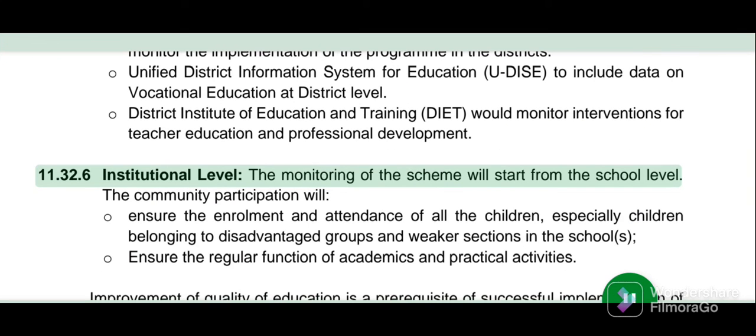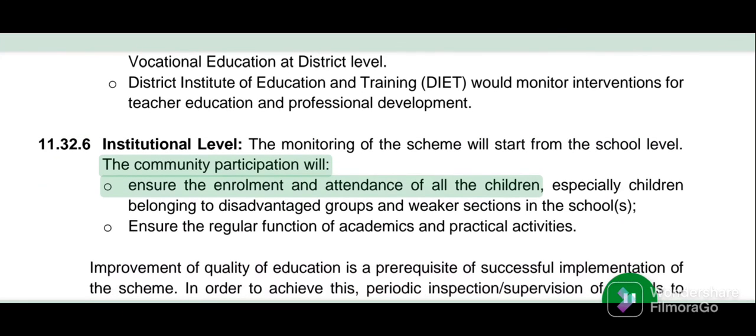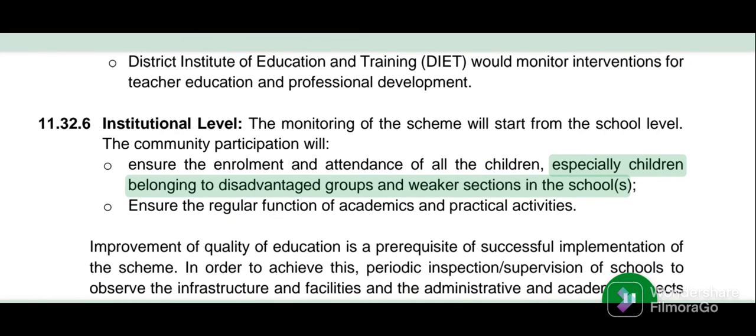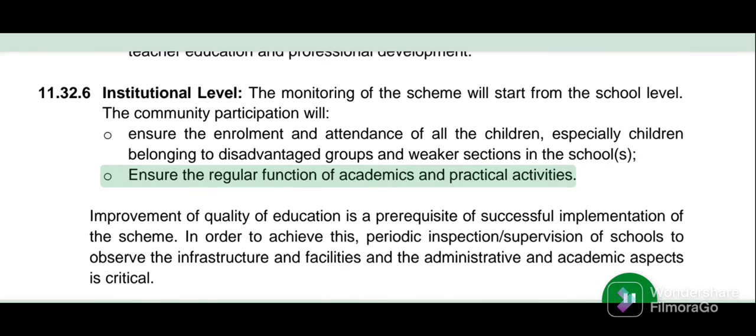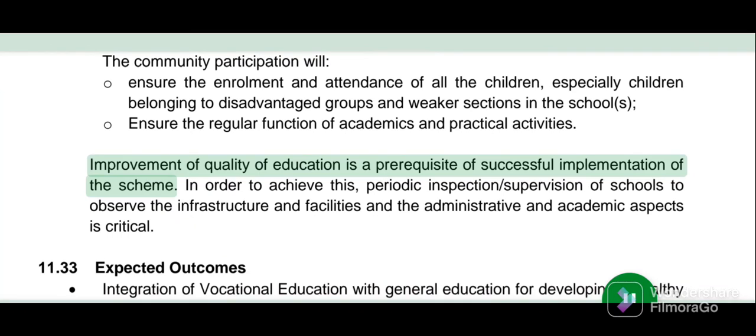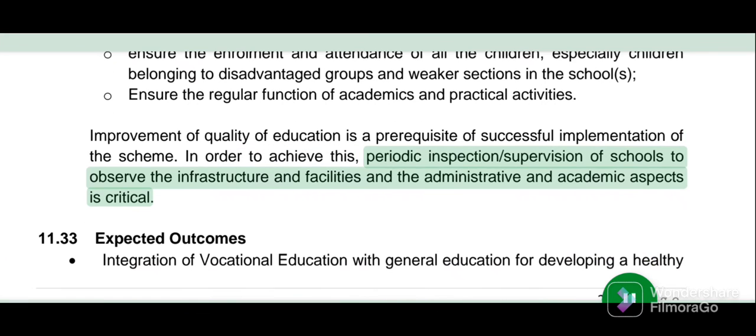11.32.6 Institutional level. The monitoring of the scheme will start from the school level. The community participation will ensure the enrollment and attendance of all the children, especially children belonging to disadvantaged groups and weaker sections in the schools, and ensure the regular functioning of academics and practical activities. Improvement of quality of education is a prerequisite of successful implementation of the scheme. In order to achieve this, periodic inspection and supervision of schools to observe the infrastructure and facilities and the administrative and academic aspects is critical.